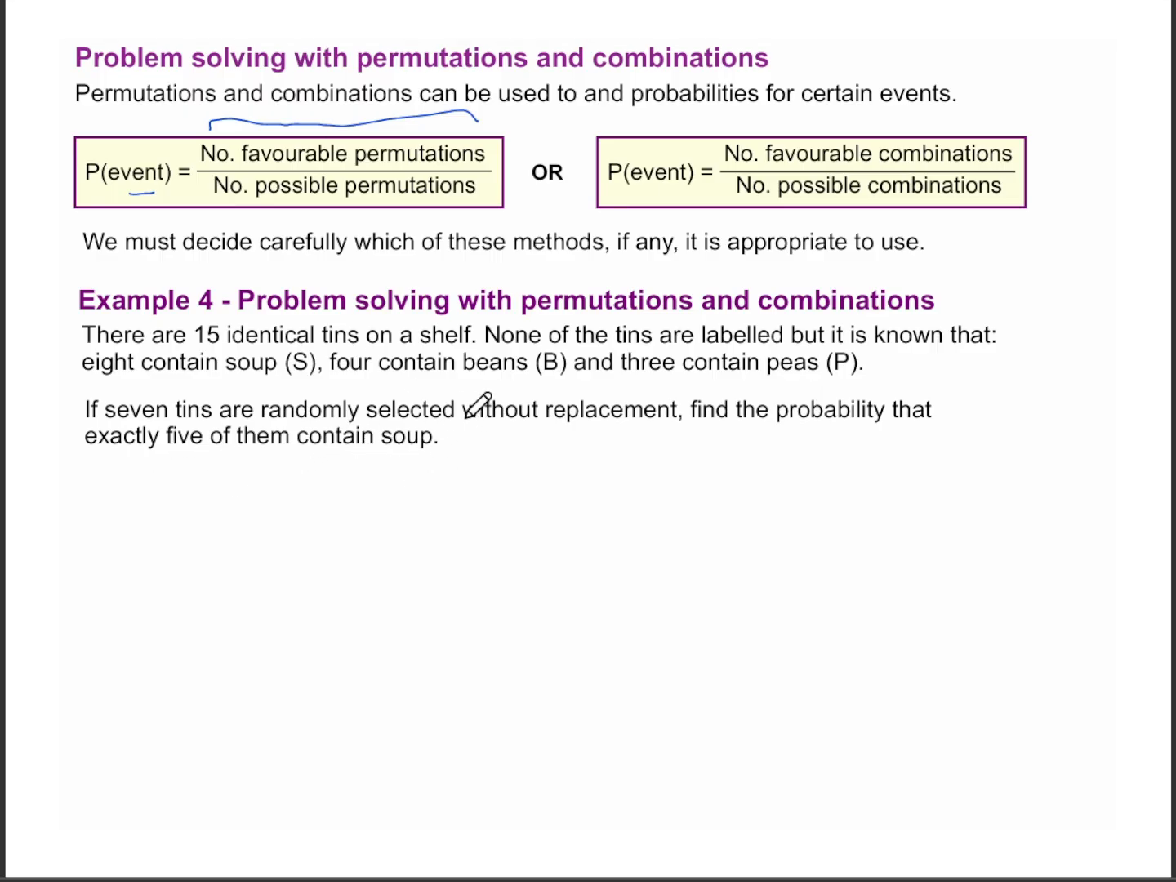So what's happening here is that we're going to be choosing 7 tins out of a possible 15. So 15C7. There are a total of 6,435 possible selections that we can have of the tins. There are these many different ways we can select those tins.